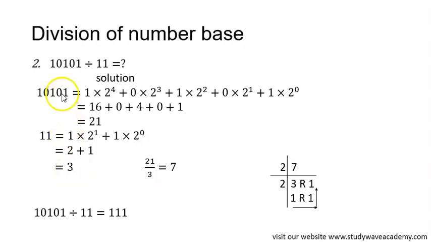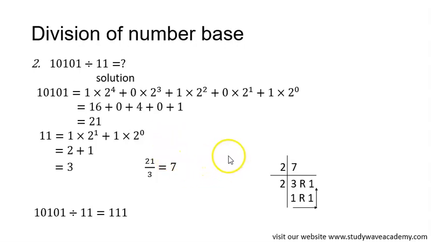Okay, so we have gotten the base 10 of this, which is 21, and the base 10 of this, which is 3. So we divide this by this. So 21 divided by 3 is going to give you 7. 3 times 7 is 21. So now we have gotten 7. We are going to convert it back to base 2.